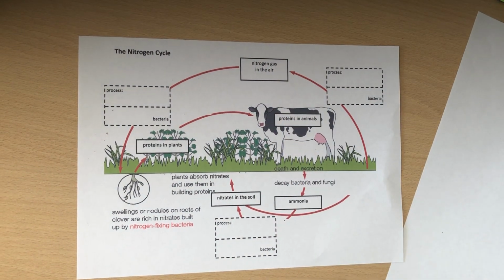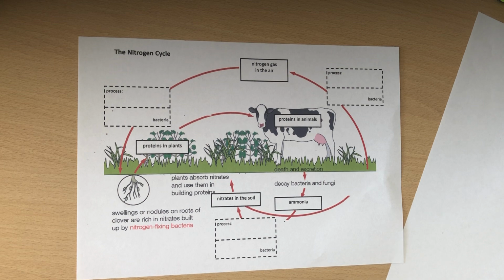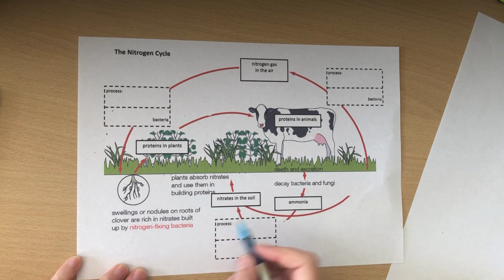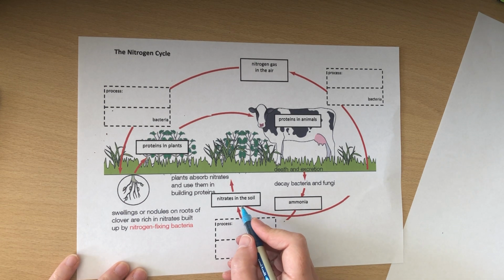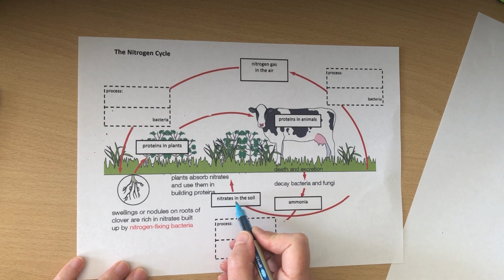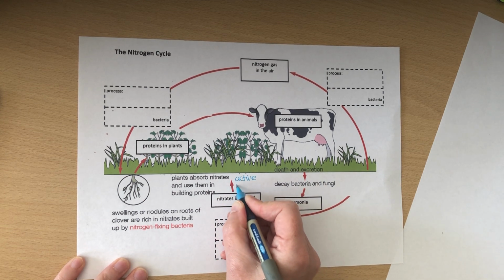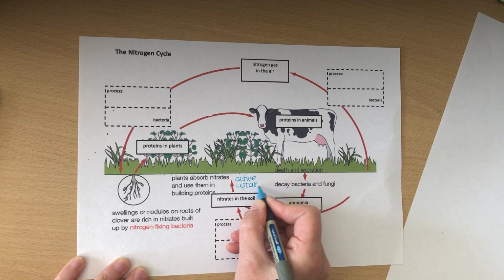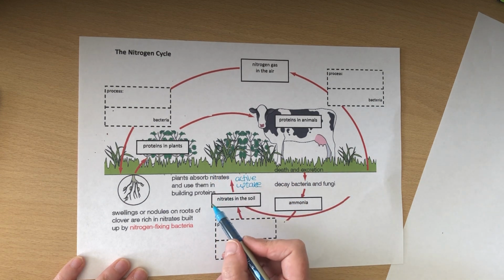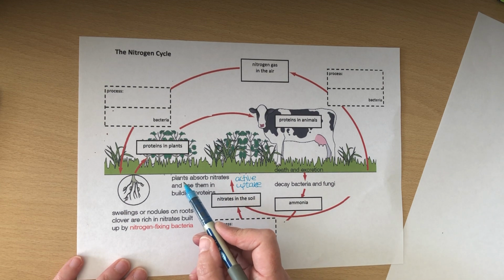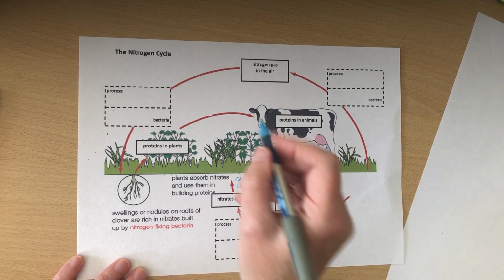So it's the same processes. If we start off with, we've got nitrates in the soil. How do they get up into the plants? Well, the plants absorb nitrates. I'm going to add in there by active uptake. And the plants use the nitrates to make amino acids and then proteins for growth. So we've got the proteins in the plants.